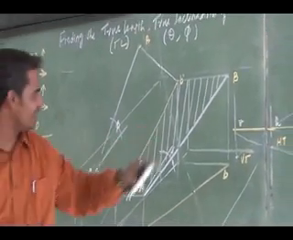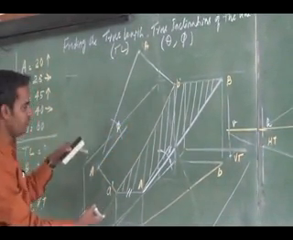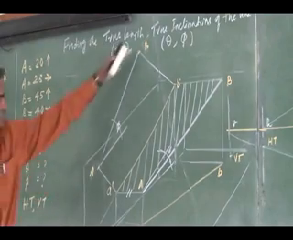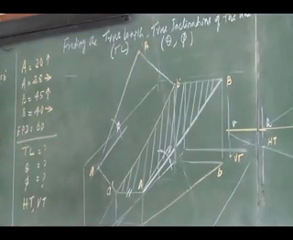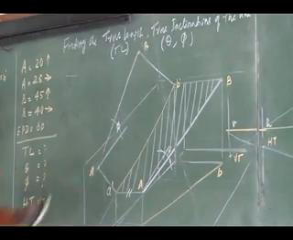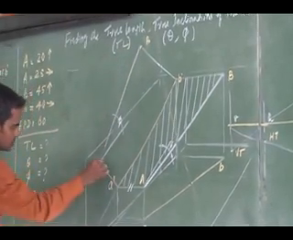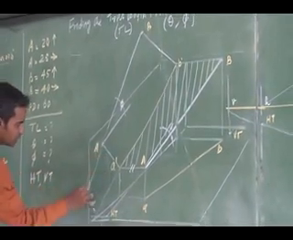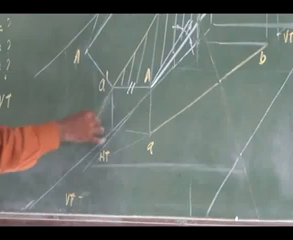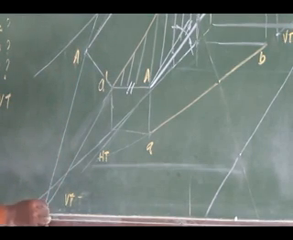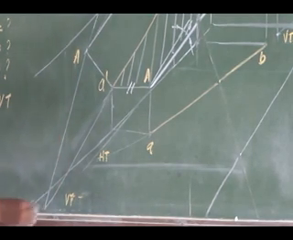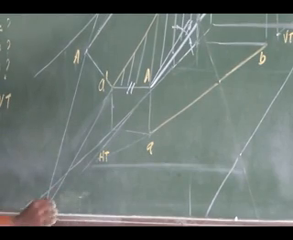I told you if I join this final front view and the original line, it will meet on the vertical trace. If I extend the same thing, see here, it has to meet the vertical trace. It has to go and meet the vertical trace. I have to get it here.